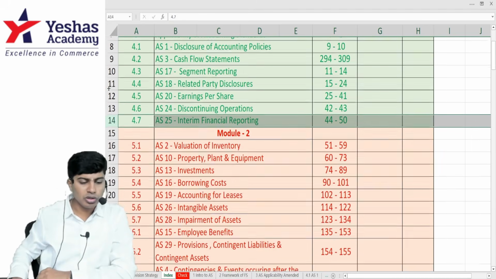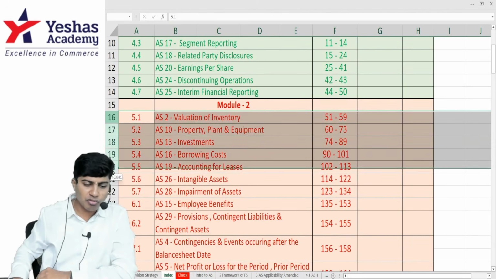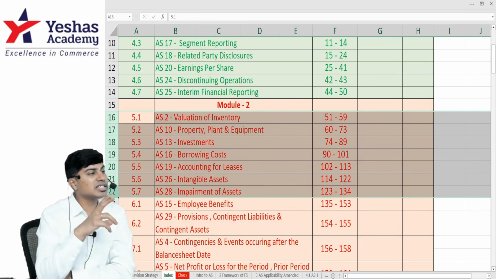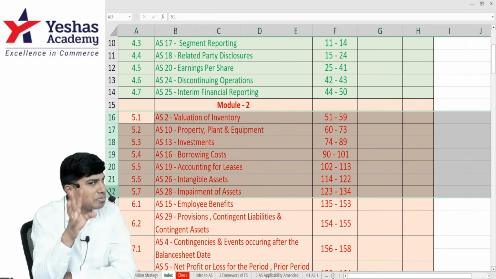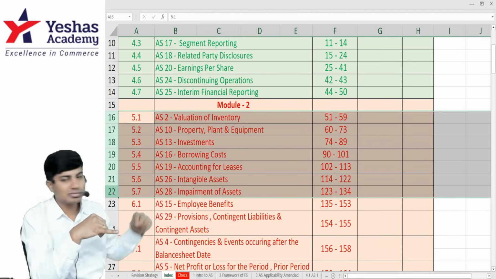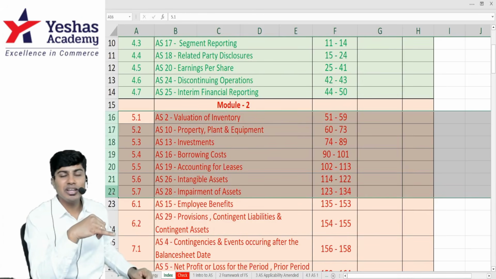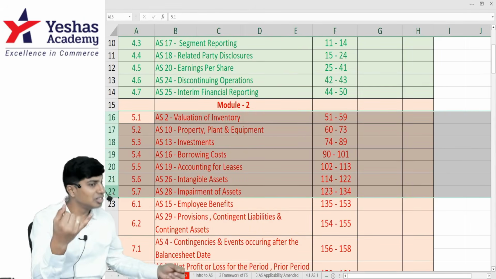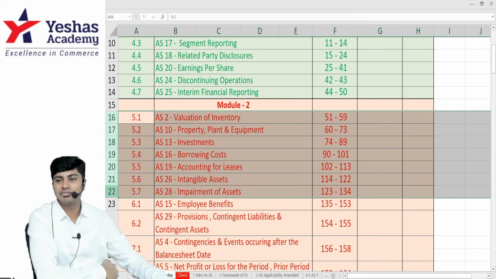Now, going to module 2, you have two separate classifications to start with. Chapter 5, if you observe, has 7 units. All the 7 units talk about assets. If you imagine the balance sheet asset side, what items will come? Fixed assets will come, AS10 PPE. Inventory will come, stock, valuation of inventories, AS2. If you have excess money and you have parked it in some investment, shares, debentures, bonds, all of that will come in AS13 investment.